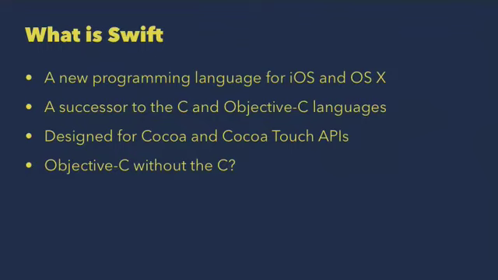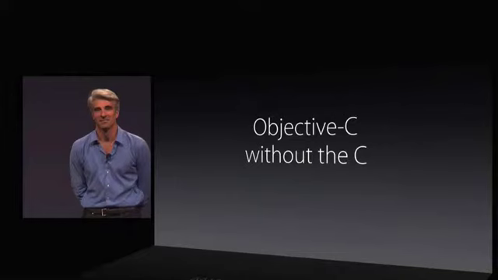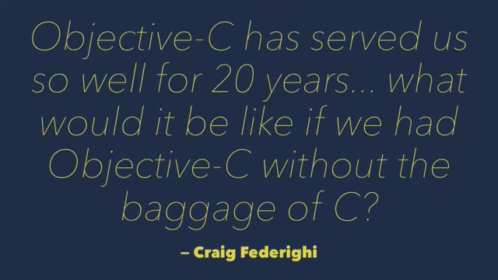So developers don't need to learn a new framework. It's only the language part that is different. So one question is whether Swift is Objective-C without the C or not. Because Craig Federighi showed these slides and said, Objective-C has served us so well for 20 years, and what would it be like if we had Objective-C without the baggage of the C. Ever since that moment, Swift has been given the label of Objective-C without the C.